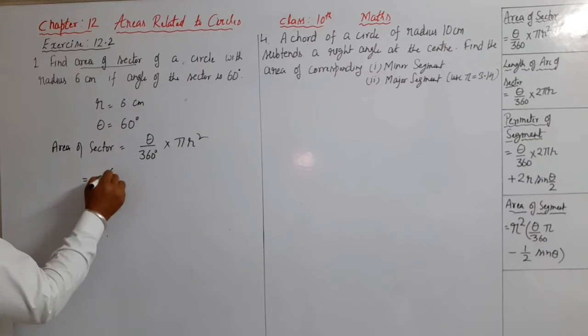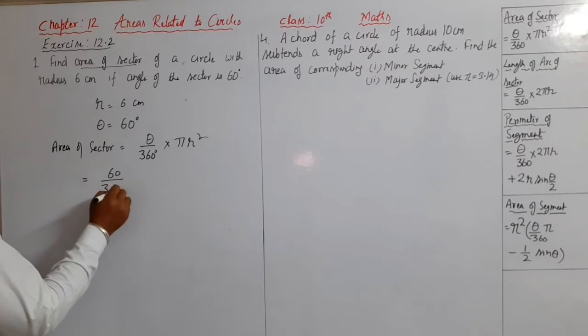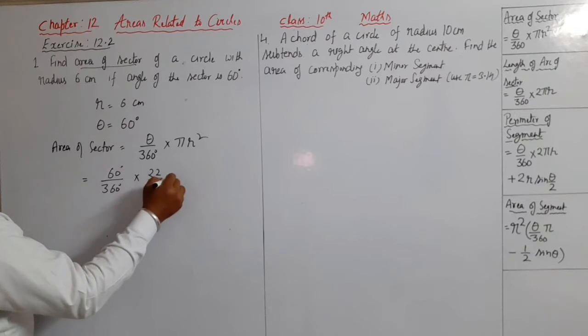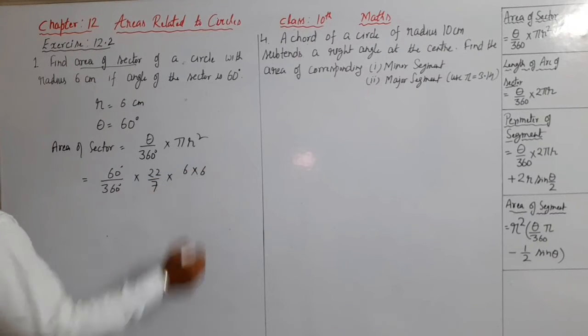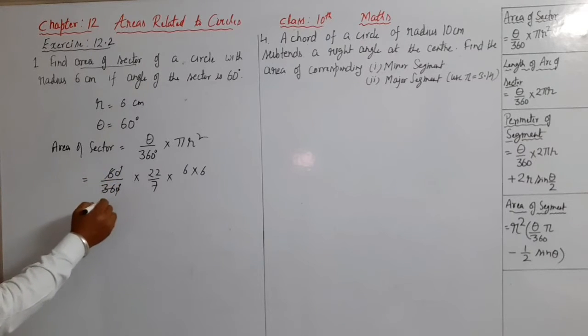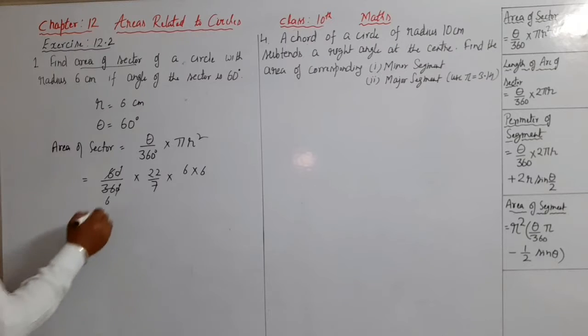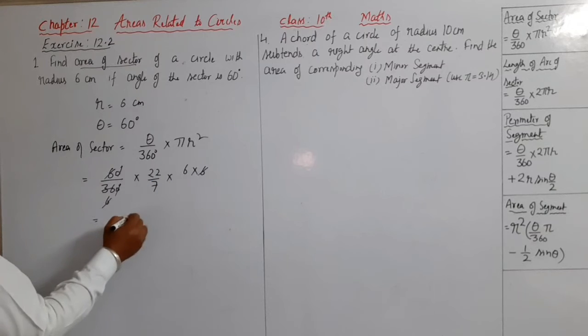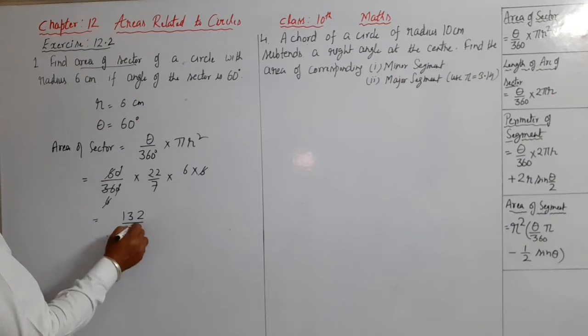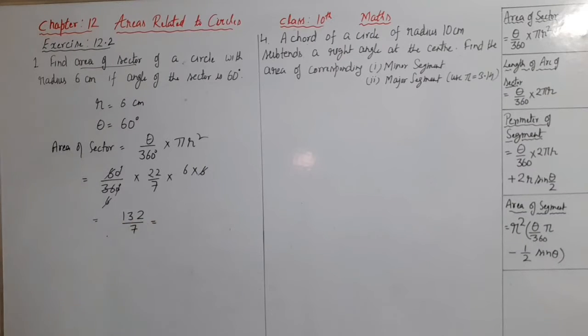Theta here is 60 degree upon 360 degree into pi 22 upon 7 into r square 6 into 6. So the zeros cancel, 6 cancels, and we get 6 twos are 12, 12 plus 1 is 13, so 132 upon 7 centimeter square. And if you want to convert it into decimals, you can convert it.